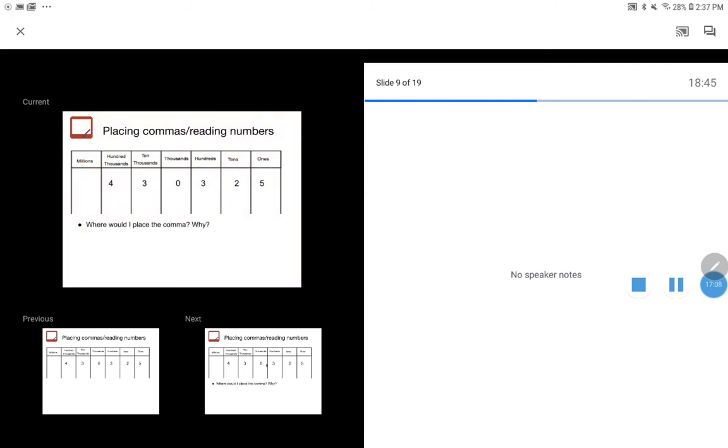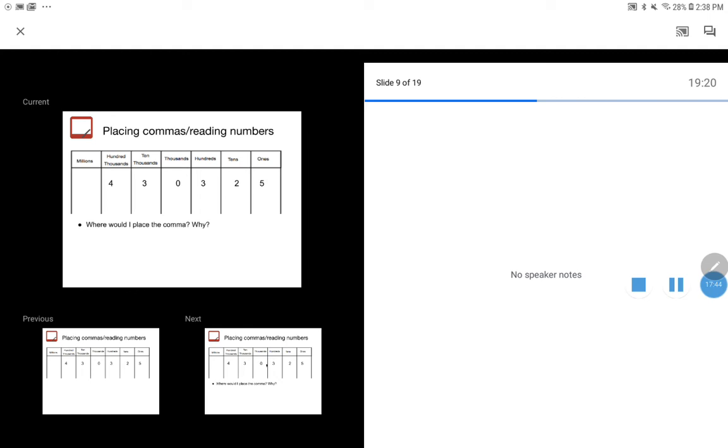Can you repeat that? You should have 400,000s, 3 10,000s, 0 thousands, 300s, 2 10s, 5 1s. So where does that comma go? In between the 0 and the 3. Okay, so it goes after the 430, in between the 0 and the 3. Why did you put it there? Because it's 100,000.